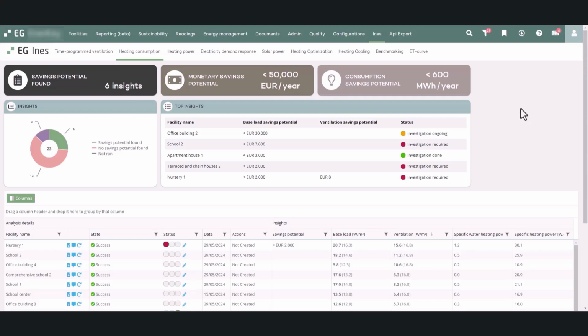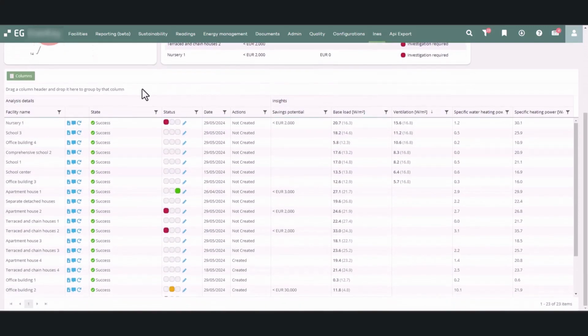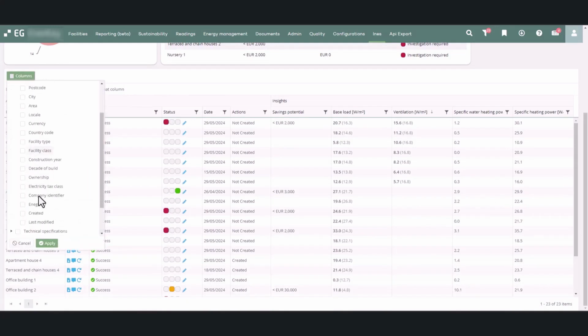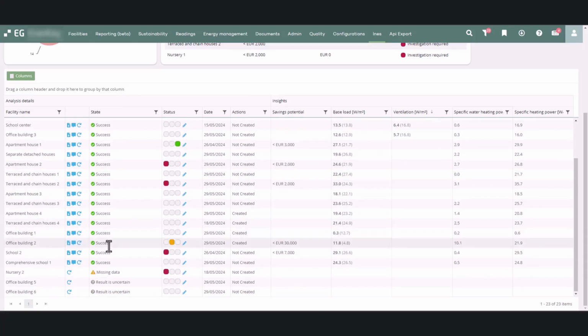The key results of the analysis are shown in the summary at the top of the page and in the table below it. Using the columns menu above the table, you can add or remove information displayed in the table. After the facility names in the second column, you find icons for downloading the facility report, creating actions, and updating analyses. The state column indicates whether the analysis was successful and provides potential reasons for any failure.